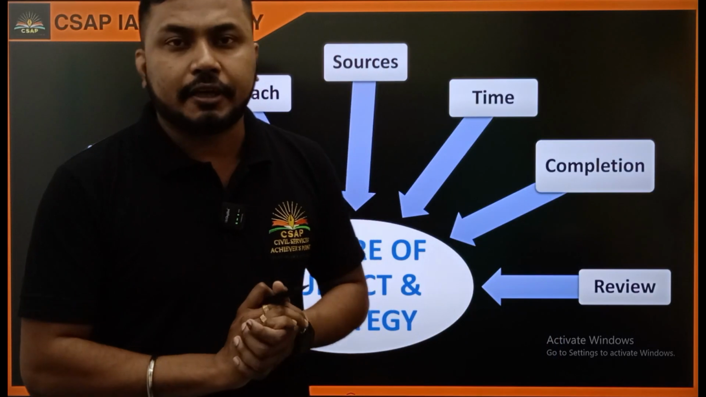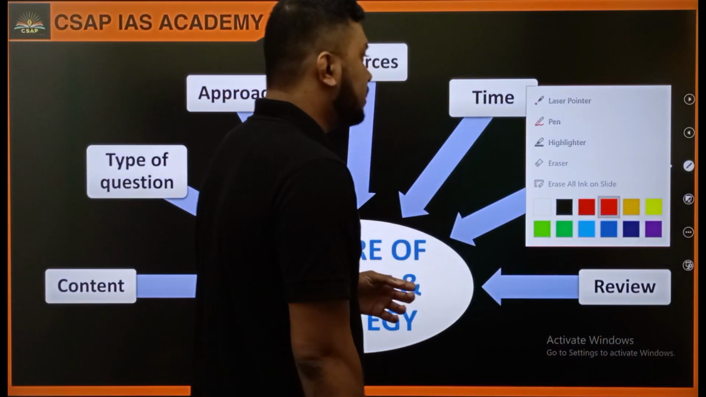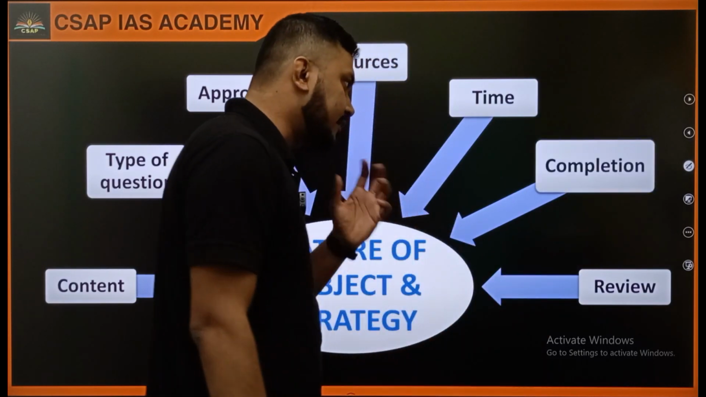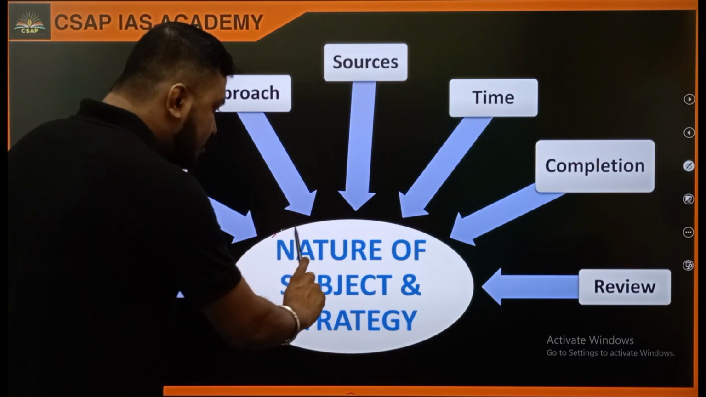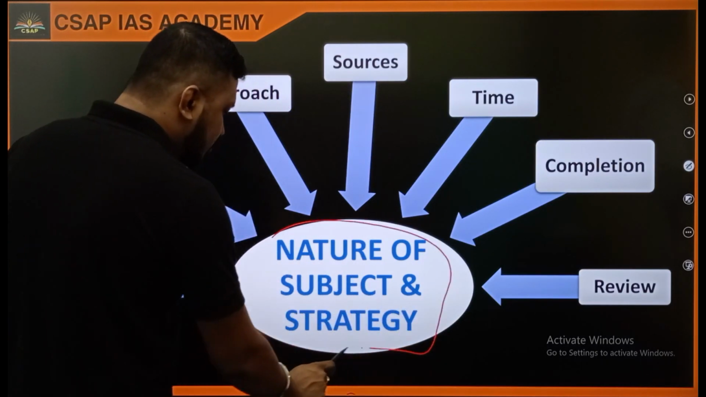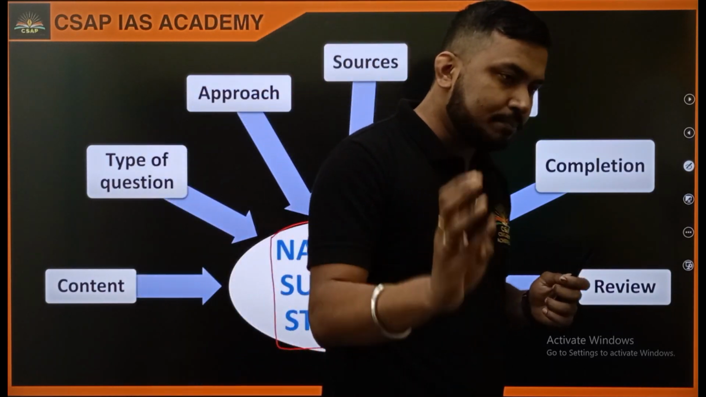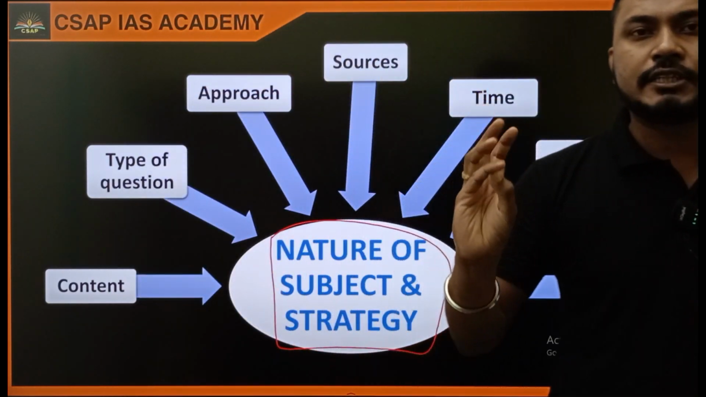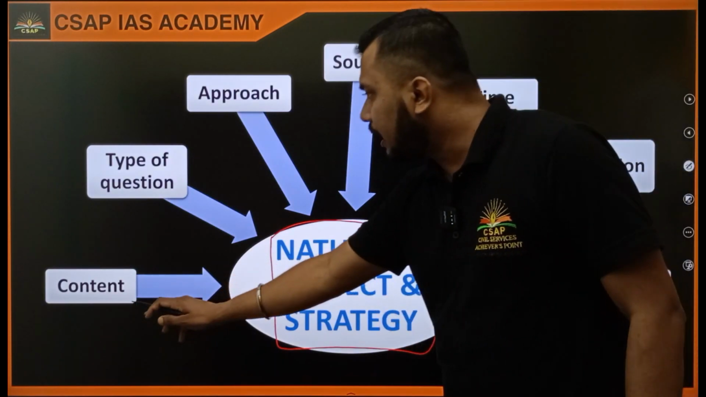Before we start international relations, I will take the red one. You can see the nature, subject and strategy of this particular paper. Nature, subject as well as the strategy of this particular paper. The first thing is the content.